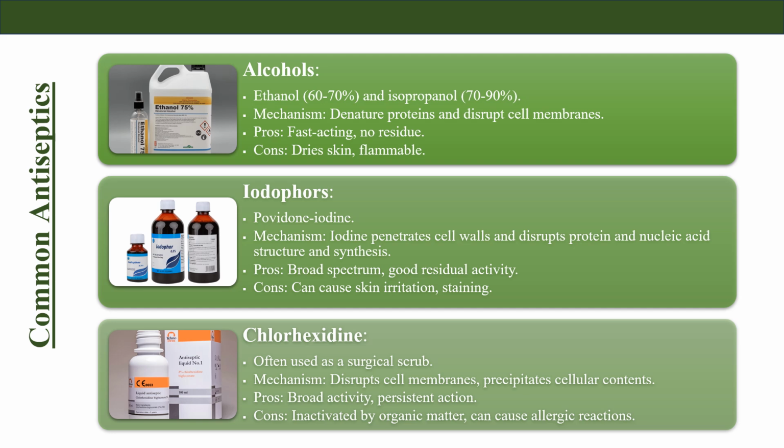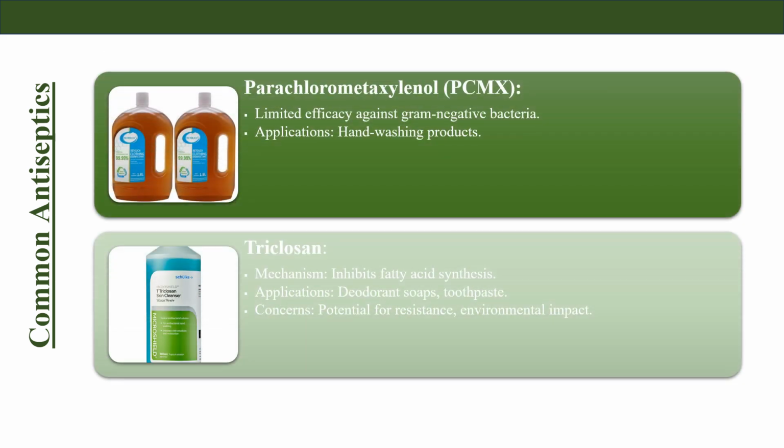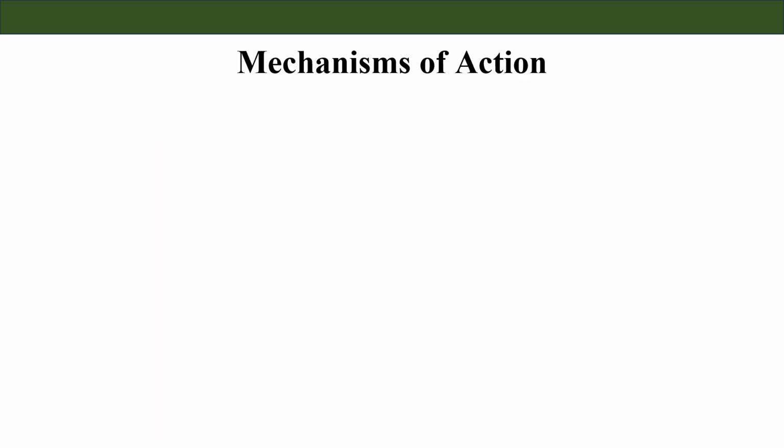Chlorhexidine, often used as a surgical scrub, disrupts cell membranes and precipitates cellular contents. It has broad activity and persistent action, but is inactivated by organic matter and can cause allergic reactions. Parachlorometaxylenol, PCMX, has limited efficacy against gram-negative bacteria and is used in hand-washing products. Triclosan inhibits fatty acid synthesis and is found in deodorant, soaps, and toothpaste, though there are concerns about resistance and environmental impact.